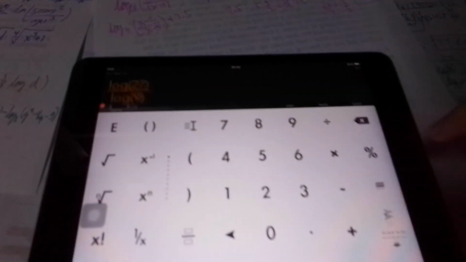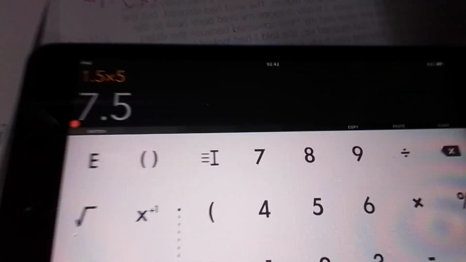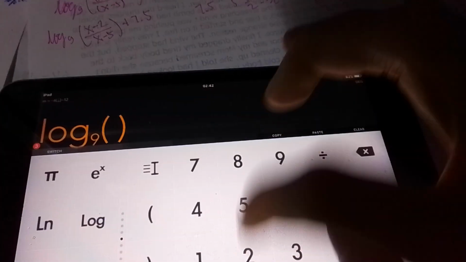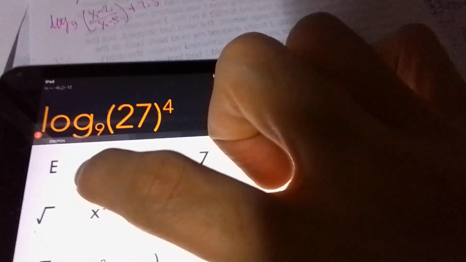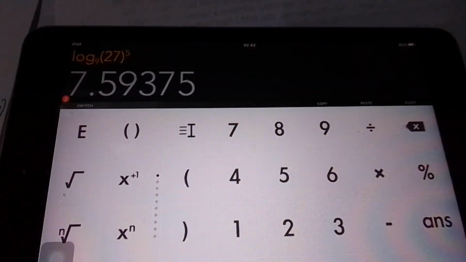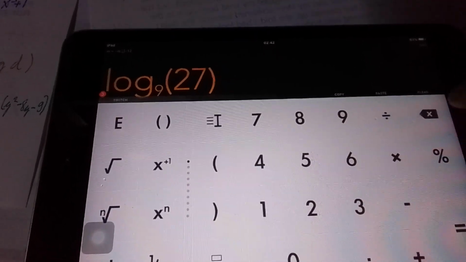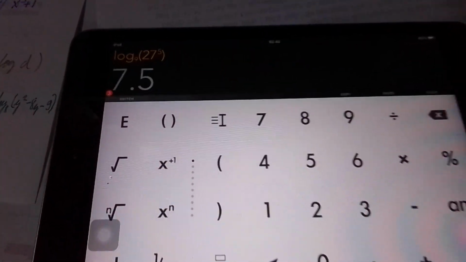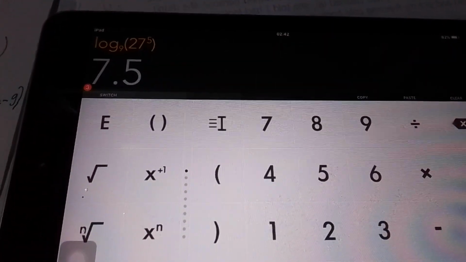Now, doing this, you will get 1.5. Then, because of the power law, you have to raise that to the 5th power, so you get 7.5. Or, you can just do it with something like log base 9 of 27 raised to the 5th power. Do you think you will still get that answer? It's a bit wrong. The exponent is supposed to be outside. So, 7.5. Okay?